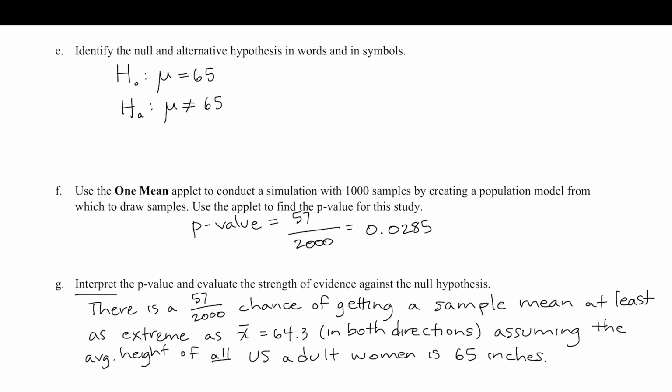And remember, there's that Chapter 1 Interpretation Examples file in Blackboard that you can look at to remind you of how we do these interpretations. And then we're supposed to evaluate the strength of evidence against the null hypothesis. With a p-value between 0.01 and 0.05, we have strong evidence against the null hypothesis.